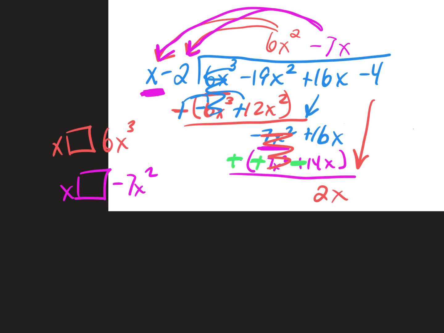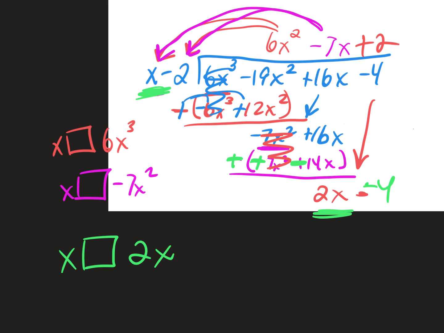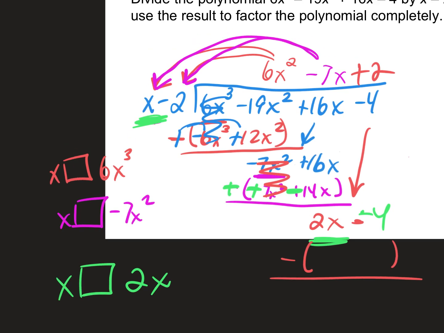I'm going to say first term into, whoops, I forgot the 4, right? First term into first term. So x times what gives me 2x? 2. So positive 2. All right. Before I multiply, I'm going to get my subtraction all set up so I don't forget. And I'm going to say 2 times x is 2x. And 2 times negative 2 is negative 4.